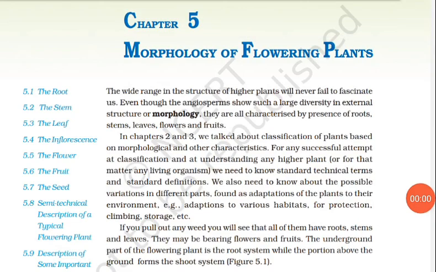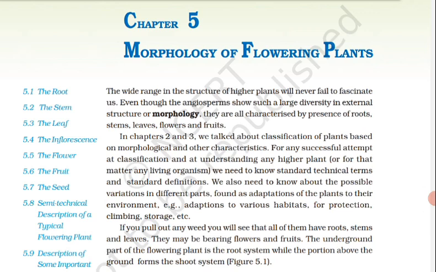We are starting Chapter 5, Morphology of Flowering Plants. The wide range in the structure of higher plants will never fail to fascinate us. Even though the angiosperms show such a large diversity in external structure or morphology, they are all characterized by the presence of roots, stems, leaves, flowers and fruits.